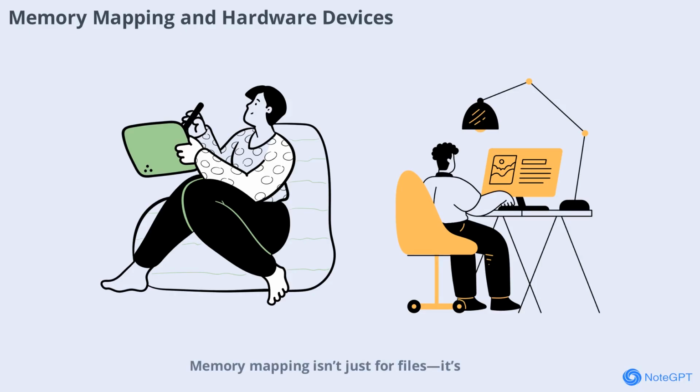Memory mapping isn't just for files, it's also used to interact with hardware devices. For example, device drivers use memory mapping to communicate with graphics cards, network adapters, and other peripherals. By mapping device memory into the address space of a process, software can control hardware directly and efficiently. This approach is essential for achieving high-speed data transfers and real-time performance in modern computing environments.